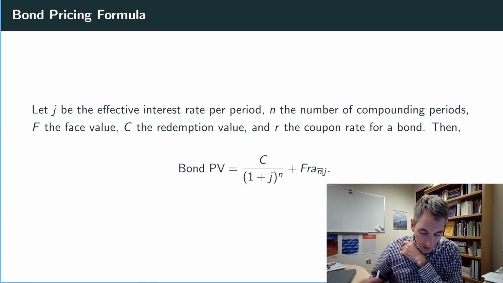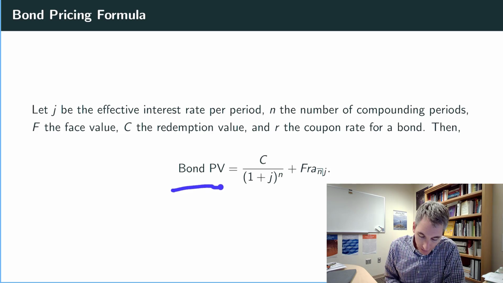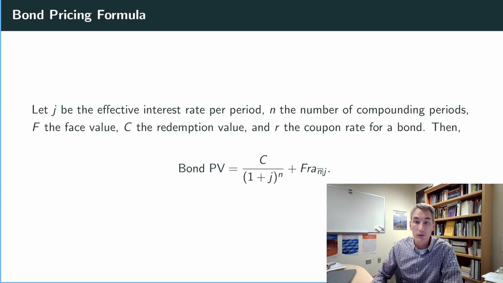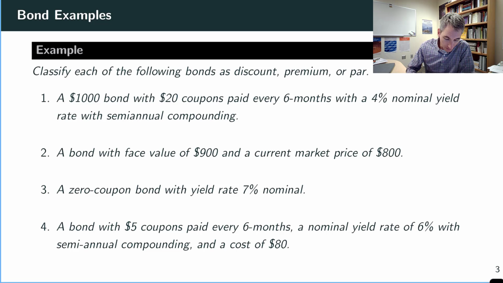So the first thing we've got is the bond pricing formula. We've seen this in the last few videos. The present value of a bond is the present value of the redemption value and the coupons, right? So it's basically just the sum of those two things. We're going to use that formula throughout. Let's do a couple examples.